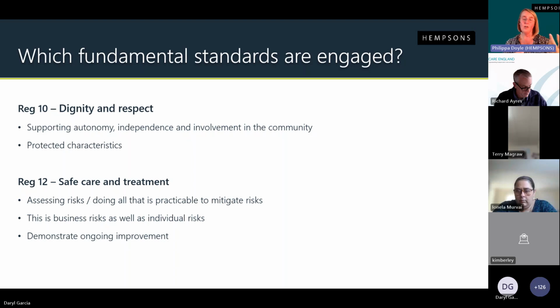And we can demonstrate ongoing improvement by having that active involvement from staff within the service, listening to what they've got to say, constantly driving change, constantly driving improvement. That looks at those constant risks that we're assessing, and we're doing what we can to mitigate those risks and drive the organisation forwards. On to the next slide, please.